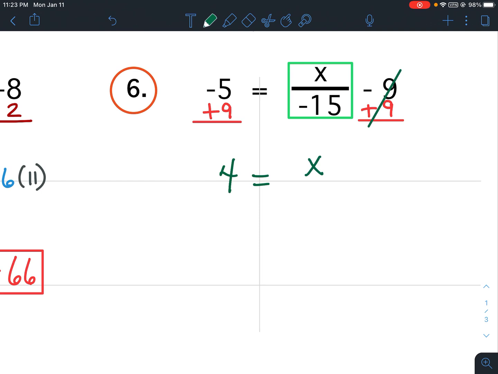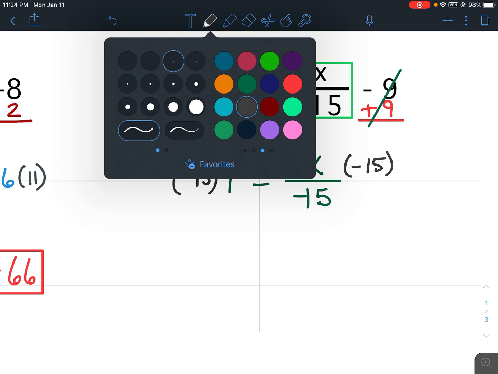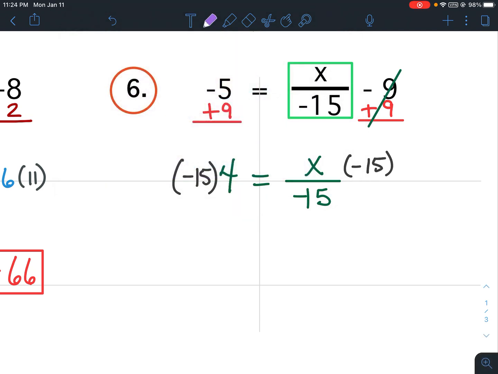And I bring down my x over -15. Now again, this is division right here. And the opposite of division, or the inverse operation to division, is multiplication. So I'm going to multiply both sides by -15. And -15 times 4 is -60.